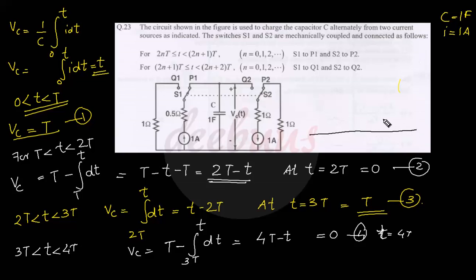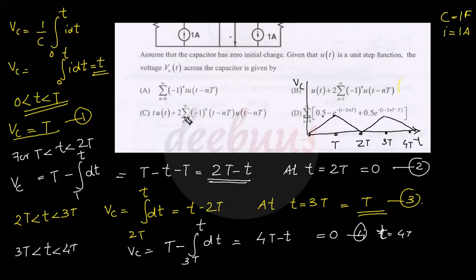I am plotting this, and I am taking this as the time axis. First one happens at T, so this is T, next 2T, next 3T, and next 4T. For t equal to T, the voltage is given by T. So marking the y-axis as capacitor voltage Vc, up to this the value is T. The capacitor voltage is T, and at t equal to 2T, the voltage turns out to be 0. Again at t equal to 3T, the voltage turns out to be T.